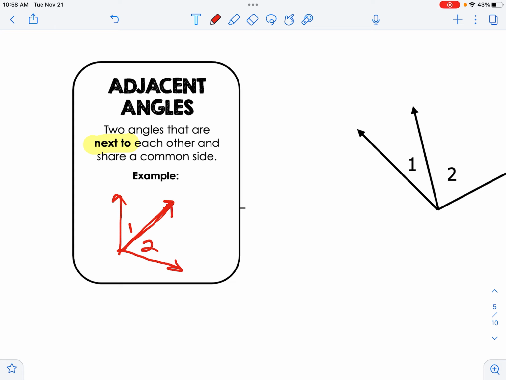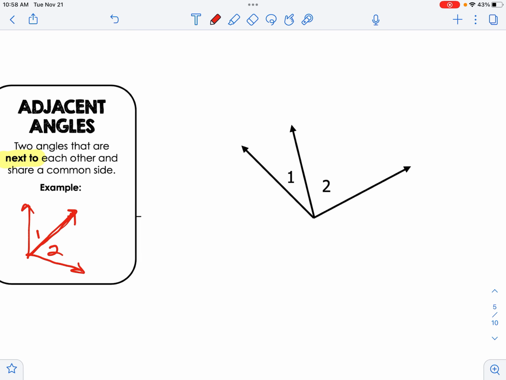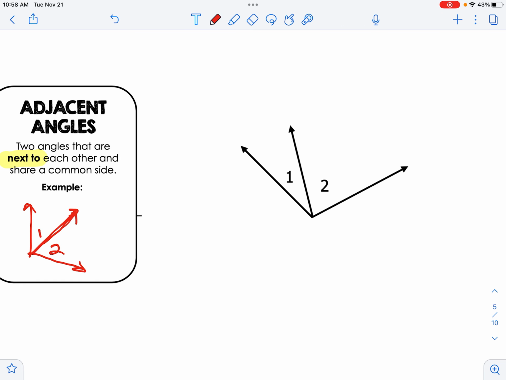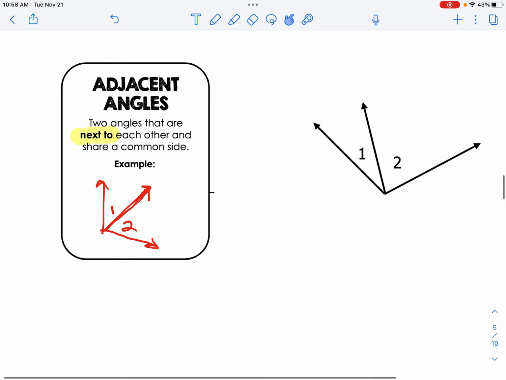But that means adjacent angles. Those are next to each other. And you can see here's another picture of that. That's a little bit more well drawn than what I just drew there. But those are adjacent angles.